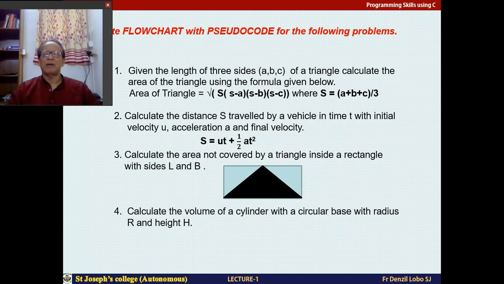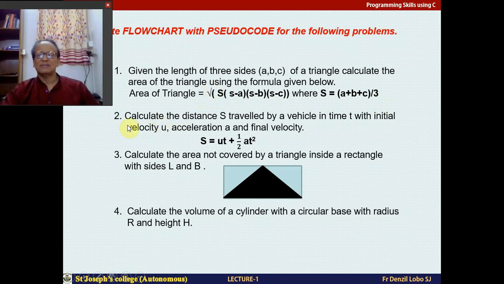This is an assignment before you start the next session, next lecture on programming skills. First problem is, given the length of three sides of a triangle, calculate the area of the triangle using the formula given below. Area is equal to square root of S into S minus A into S minus B into S minus C, where S is equal to A plus B plus C divided by 2. So simple problem, you will have to do that. And for the square root, you use SQRT, and within brackets you put this formula. So that is how we are going to do.